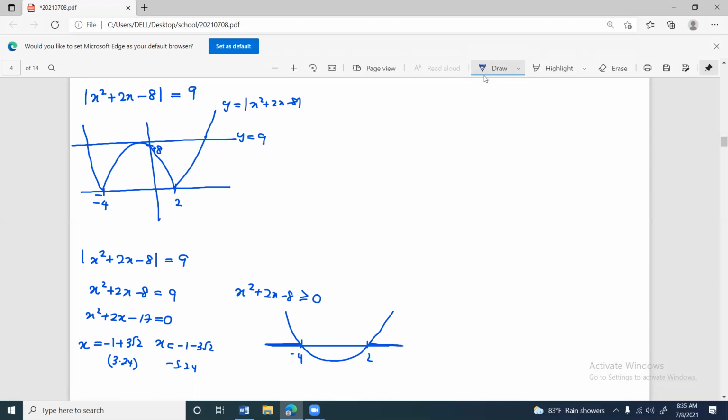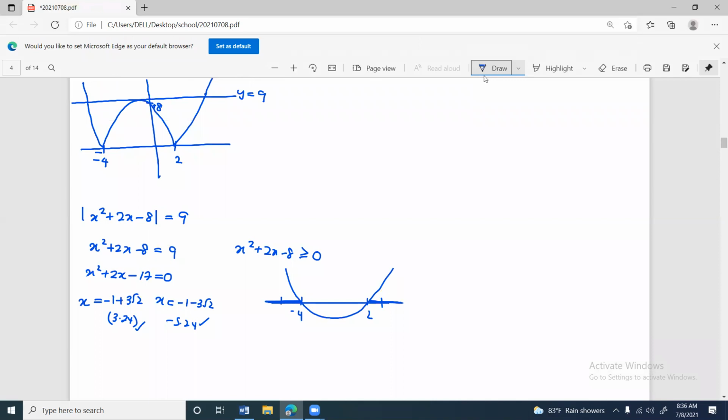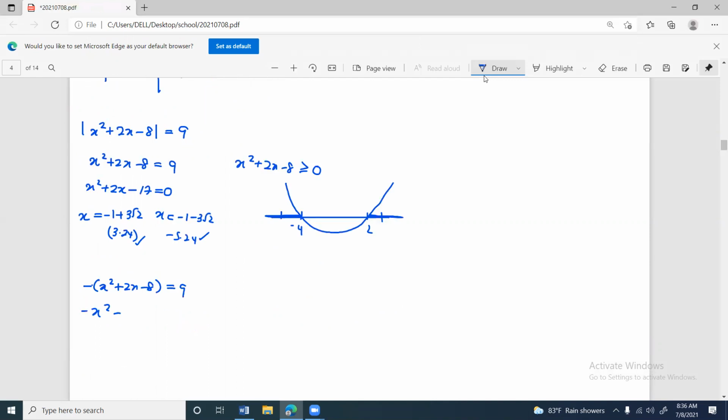Then we can see 3.24 is here. It's good, right? -5.24, it's here. That one is also fine. So these two values are falling into that range, right? Okay. Then the next part of it. Instead of this modulus, you can put a minus in front of it and write it: minus x squared minus 2x plus 8 equals 9. With this, you can say minus x squared minus 2x plus 8 minus 9 equals 0. Minus x squared minus 2x minus 1 equals 0. But obviously, the range comes to this one, x squared plus 2x minus 8 is less than 0. So nothing to panic about with this.